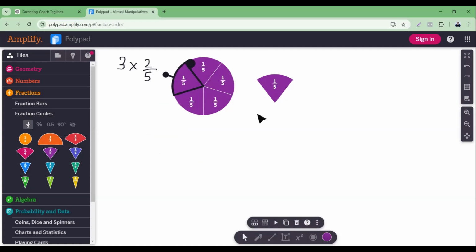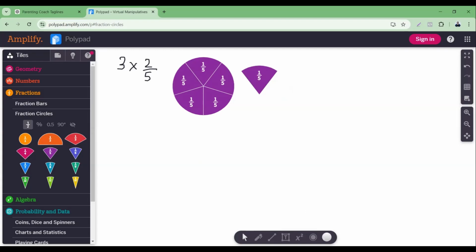So what has happened now? This has become one whole and a 1/5. Or you can also count like this: 1/5, 2/5, 3/5, 4/5, 5/5 and 6/5. So the answer we can write as 6/5 or it is also one whole and a 1/5. This is the multiplication answer.